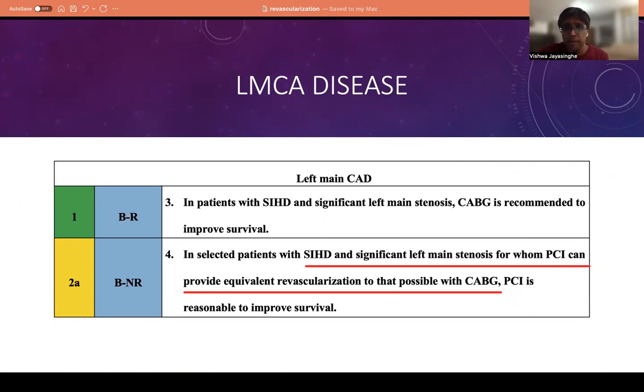For left main disease, CABG has a class 1 recommendation. However, in patients in whom PCI can offer equivalent revascularization to CABG, PCI also is reasonable to improve survival. That is a 2A recommendation. So this is a little controversial here. Whether PCI would provide equivalent revascularization? Sometimes yes. So that is a point here.